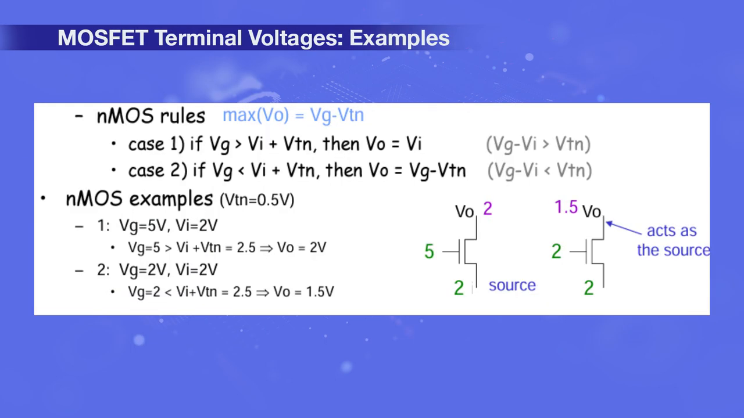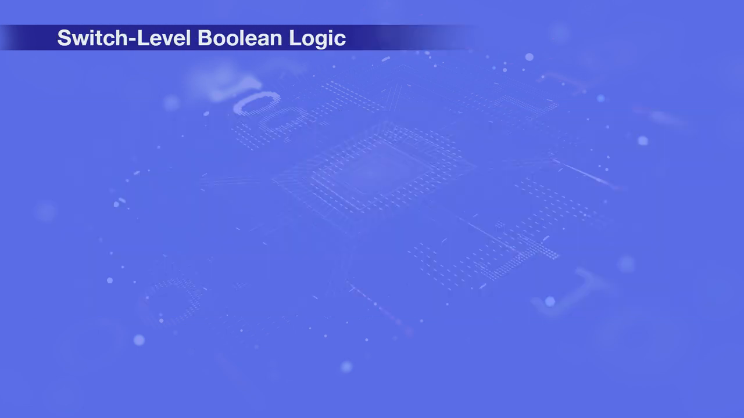So there are some rules for NMOS. Case 1, if the VGS is greater than Vin plus Vtn, then Vout will be equal to the input voltage. And if the gate voltage is less than the input voltage plus the threshold, then Vout will be equal to Vg minus Vtn. Now let's discuss the switch level Boolean logic.